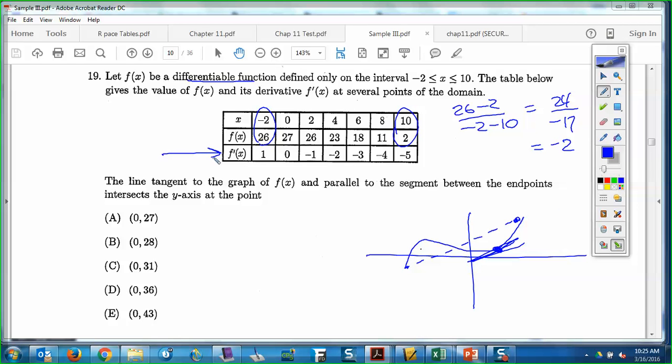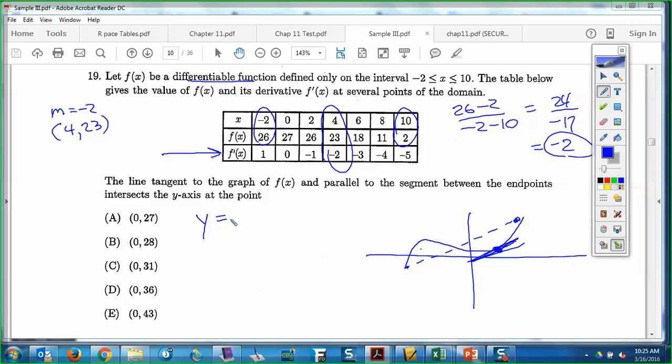Now we want to see where does that graph have that slope, right? Because we want it to be parallel. We want to find the tangent line, which is parallel, which means where the derivative is negative 2. Well, that's right here, right? So what do we got? We got a slope is negative 2, and we got the point is (4, 23). So all we need is the equation of that tangent line.